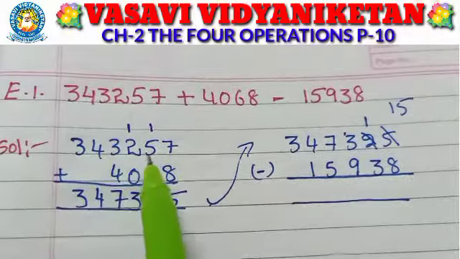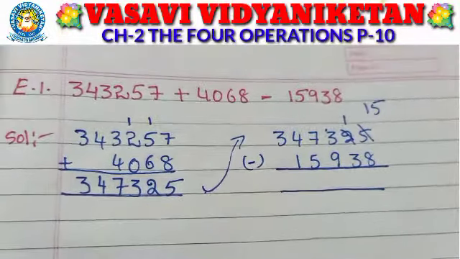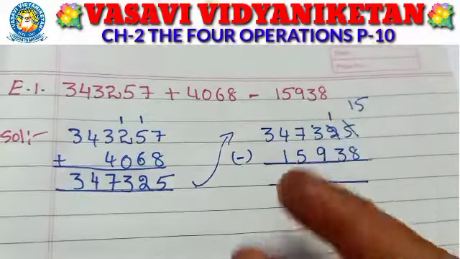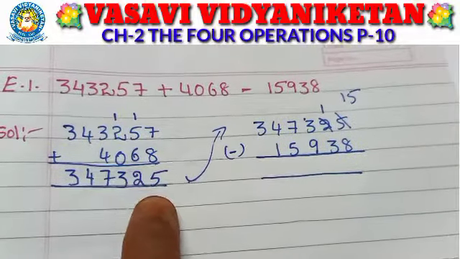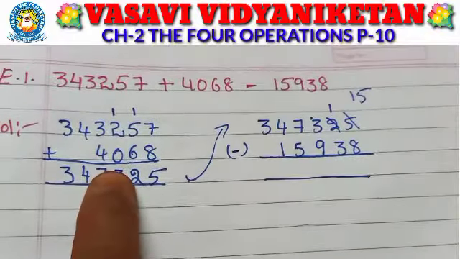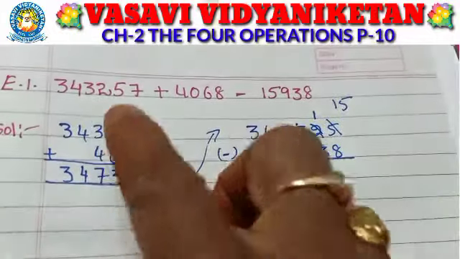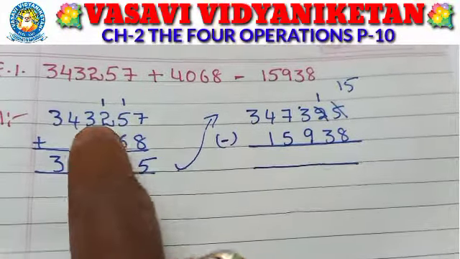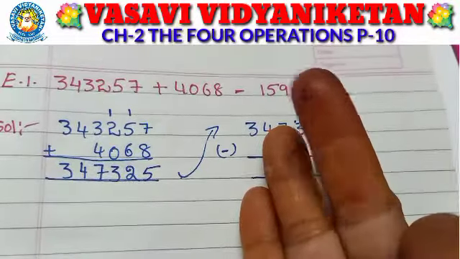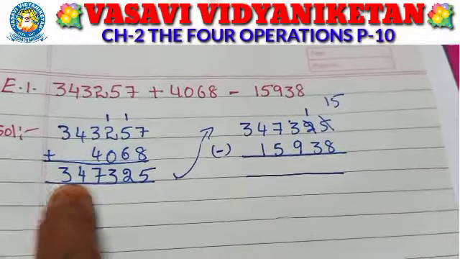So, 343257 plus 4068. 7 plus 8: take 7 fingers, 8 after 9, 10, 11, 12, 13, 14, 15. So, 1 is in the 10's place, 5 is in the 1's place. 5 plus 1, 6. 6 plus 6 is 12. So, 1 is in the 100's place, 2 is in the 10's place. 2 plus 1, 3. 3 plus 4: take 3 fingers, 4 after 5, 6, 7. Next, 4 as it is. 3 as it is.